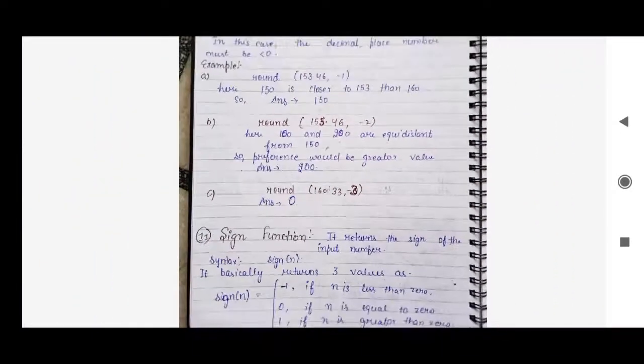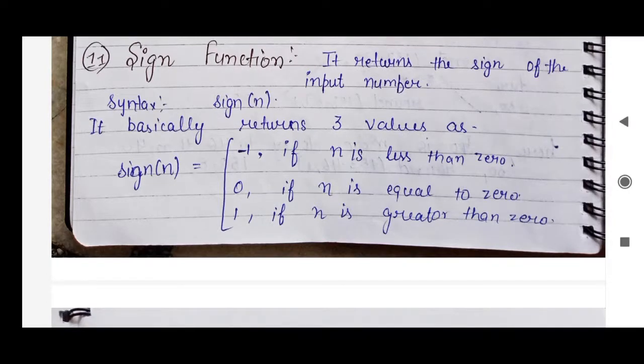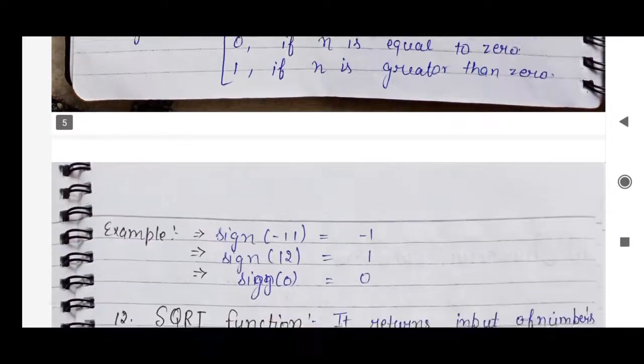Okay, next is the sign function. Now what is the use of this sign function? It is used to tell us the sign of the number that we have entered. There are three values that are returned by this sign function. If the number is less than 0, that is if the number that we have entered is negative, it will give us the answer minus 1. If the number is equal to 0, it will return the value 0. If we have entered some positive number, from 1 up to infinity, it will return the answer 1.